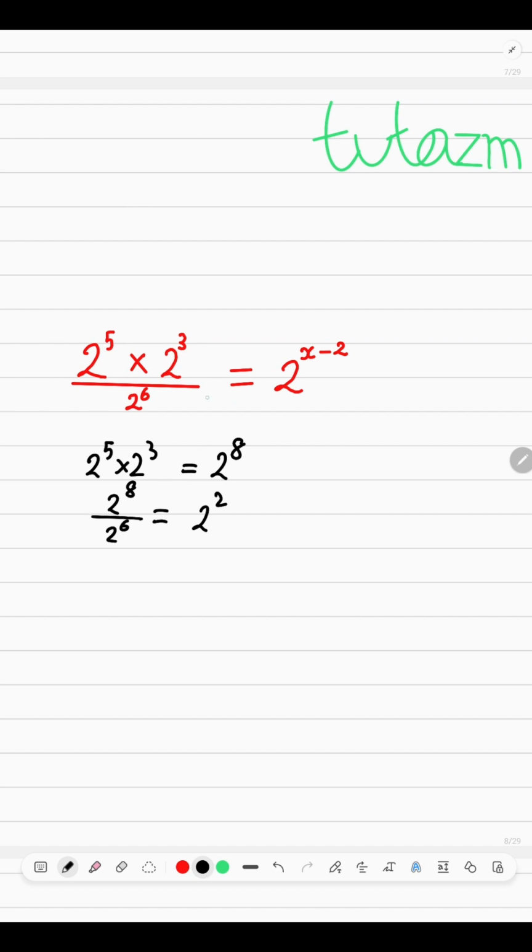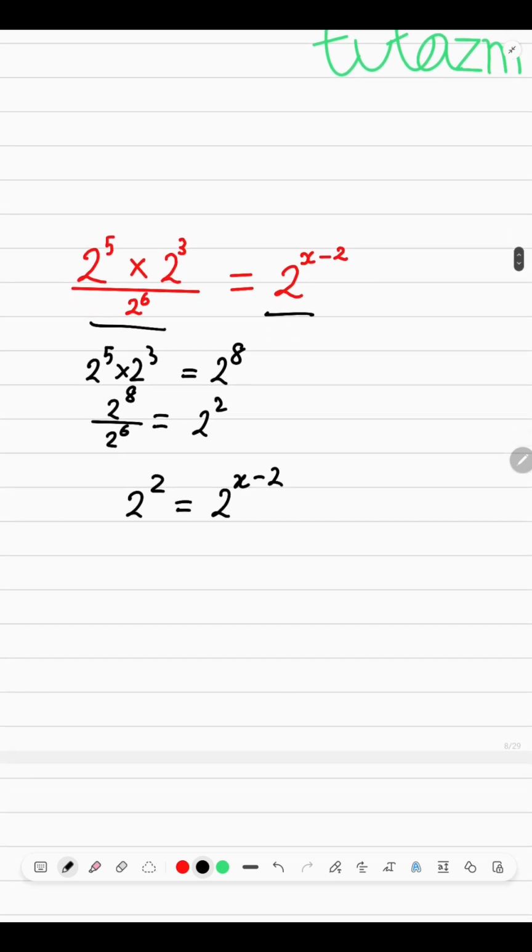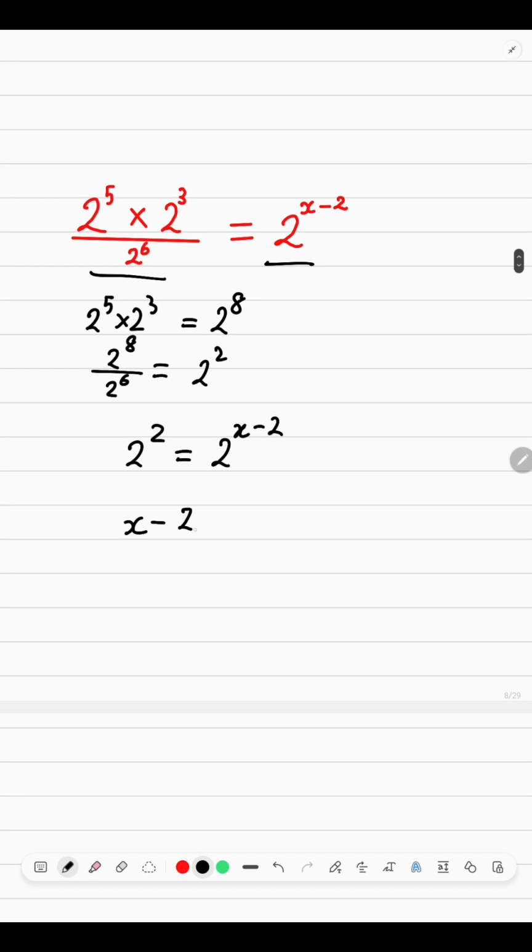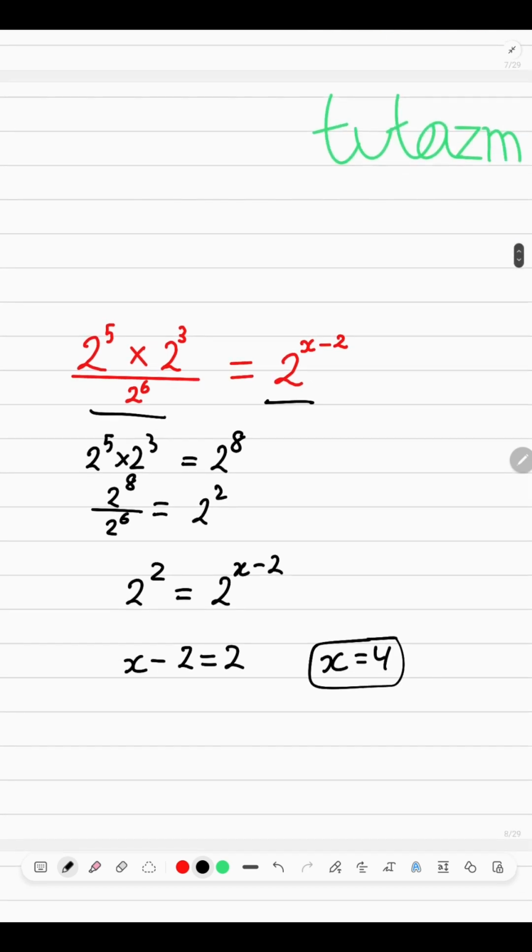We're told that this is equal to this. So 2 squared is equal to 2 to the x minus 2. And therefore, we can tell that x minus 2 is equal to 2. And so x is equal to 4.